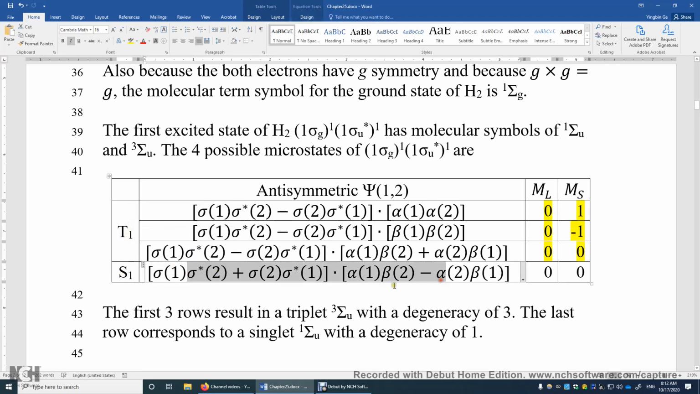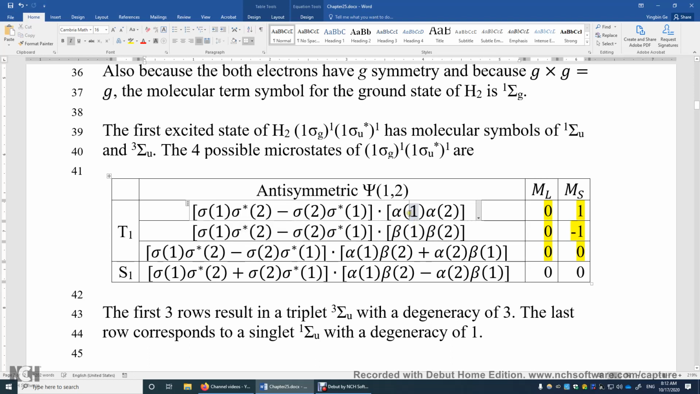Now let's look at this one. The spatial function is symmetric. The spin function is anti-symmetric under the exchange of the 2 electrons. Now let's look at the 3 degenerate T1 wave functions. In these 3 wave functions, the spatial function is the same. Look at this spatial function. It's anti-symmetric.